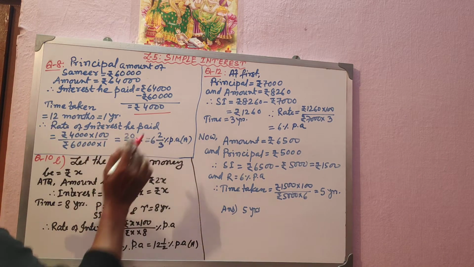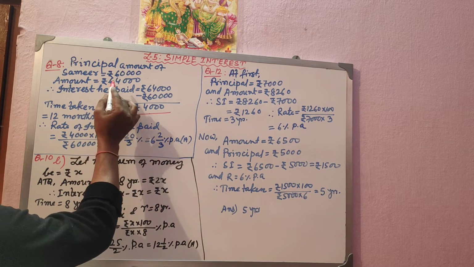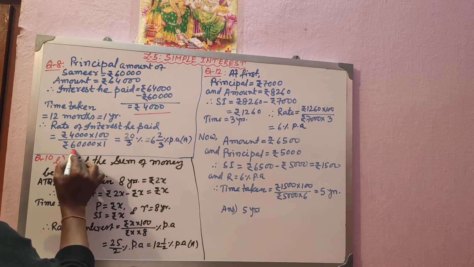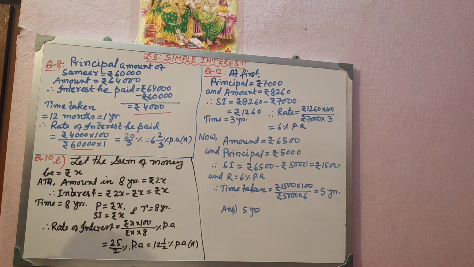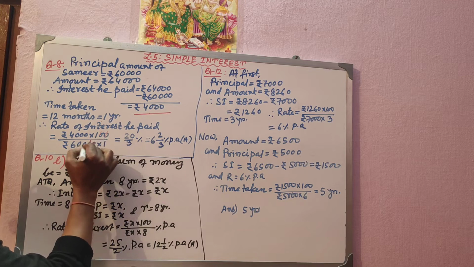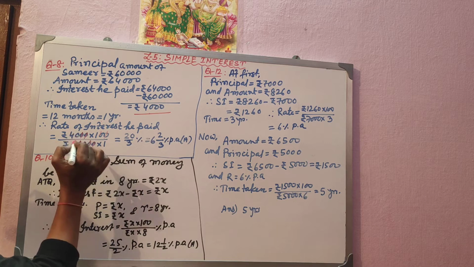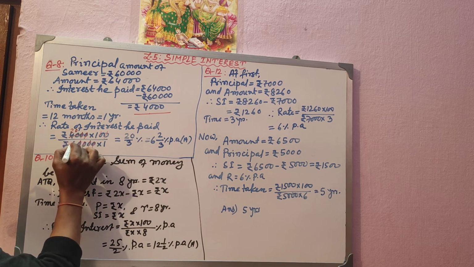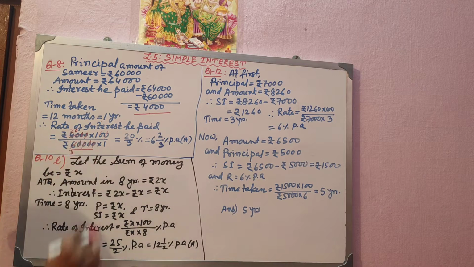So rate of interest he paid will be SI into 100 by P into T. P, the principal, is equal to 60,000. Then it will become 20 by 3. If you simplify this, this 20 will be cancelled with this 2, remaining with 6. 2 times 20 is 40, 2 times 2 is 40, and 3 times 2 is 6. So 20 by 3 percent is equal to 6 whole 2 by 3 percent. Very simple, isn't it?